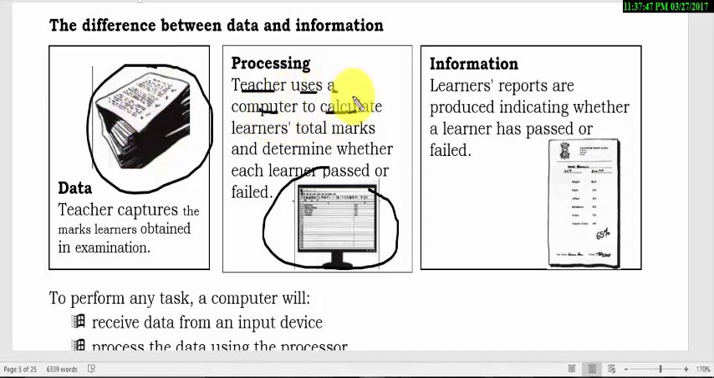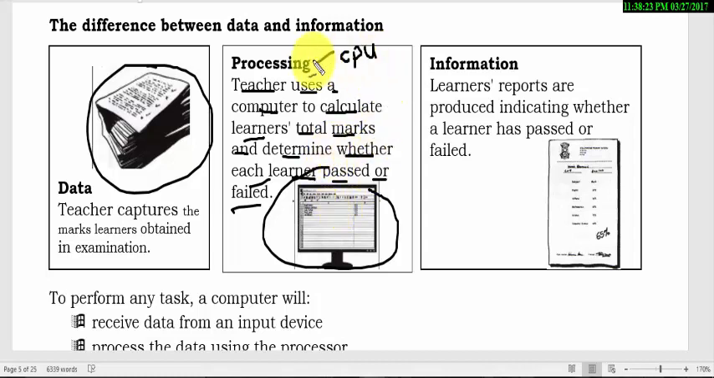The teacher uses a computer to calculate learners' total marks and determine whether each learner passed or failed. So in this case, when the teacher gets a computer and starts entering or commanding it to find the totals or to calculate, that is what we call processing. The teacher is using the part of a computer which processes data, called the CPU, also called the central processing unit or the processor.